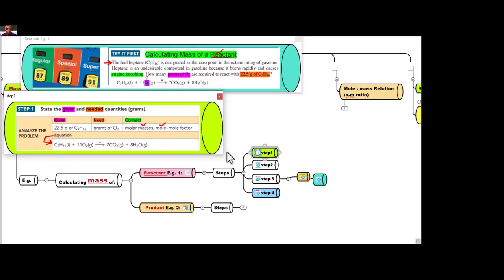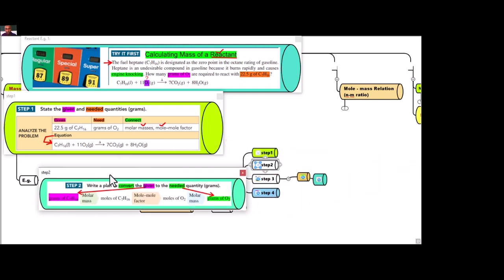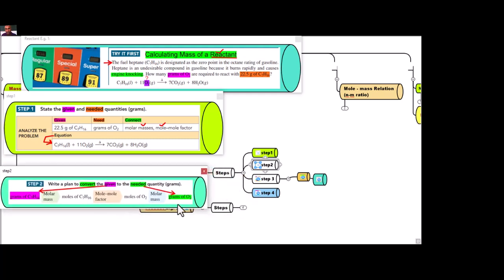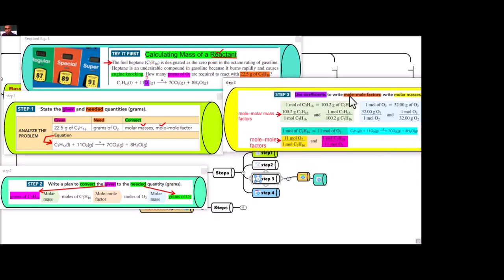Step 2 is write a plan to convert the given to the needed. The given is the gram of heptane, and the needed is the gram of oxygen. And you can go to step 3. Step 3 is use the coefficient to write the mole factor with molar mass. The mole factor of heptane with oxygen is this one, or you can reverse this. And furthermore, you can relate the given mole with molar mass and with the given mass.